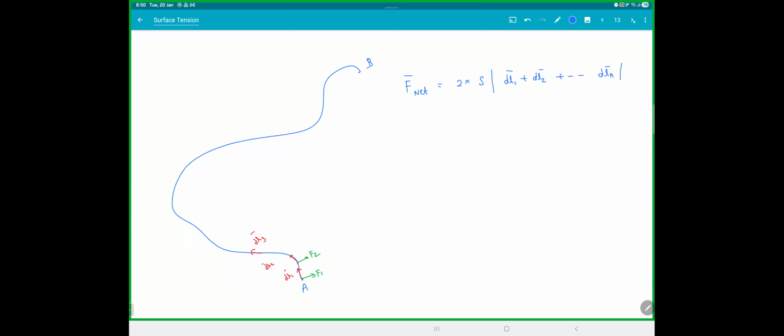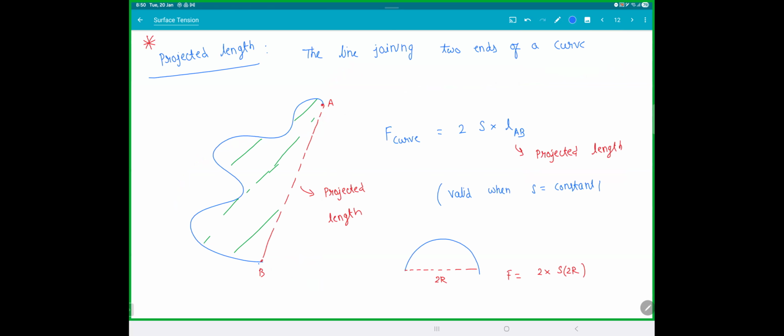Do you guys remember the polygon law of vectors? If you have a lot of vectors joined head to tail, then the resultant vector is from the remaining tail to the remaining head. So the resultant of all these vectors will be AB bar. This will be 2 into S into AB bar. Make sense? So you can prove it like this also using vectors. But you can also argue that if it is a closed figure, then it will be 0. Any doubts on this? So there, integration, projected length.